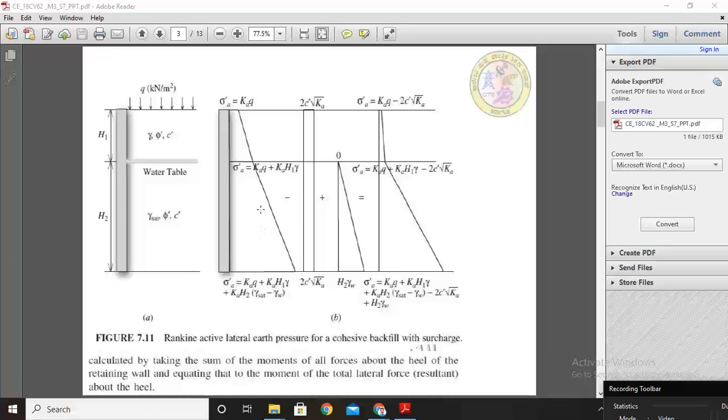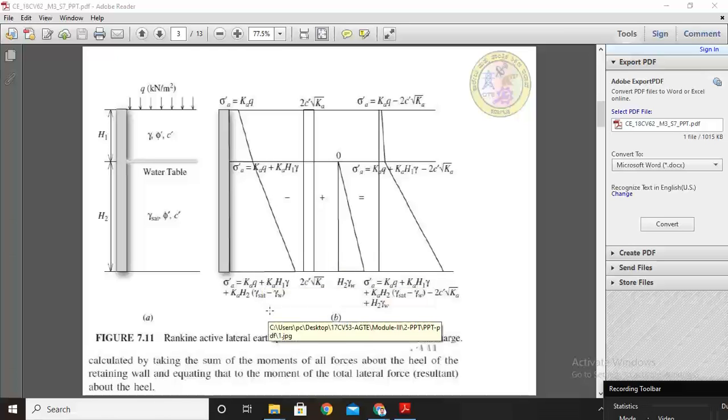And for the second layer, we calculate the pressure distribution based on active earth pressure, that is sigma A equal to this pressure plus this pressure. So here, this is Ka Q plus Ka H1 gamma, plus this pressure distribution diagram, that is Ka times H2 into density. Below the water table the density is gamma submerged. Gamma submerged is nothing but gamma saturated minus gamma W. So this is the lateral earth pressure due to layer 1 and layer 2 with surcharge.